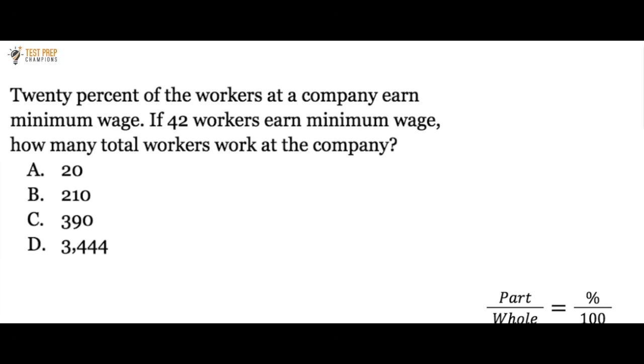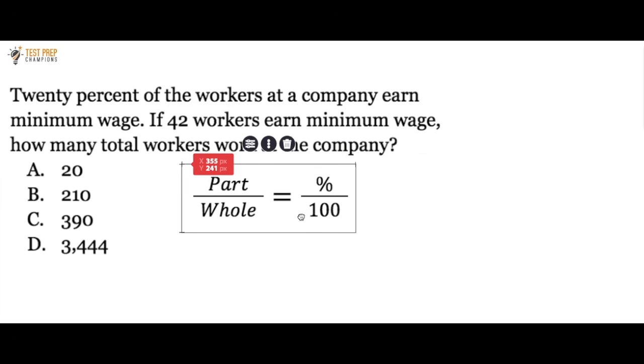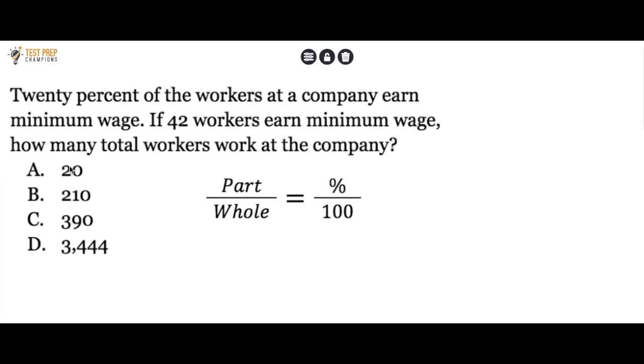Okay, so in my opinion, the easiest way to solve a question like this is just using the percent formula here. The part over whole equals percent over 100. And this isn't the only way to do this, of course, but I think that for most people, this is the simplest way to get the right answer. So let's just plug the information that we know here into our percent formula. So 42 workers earn minimum wage. So that is our part.